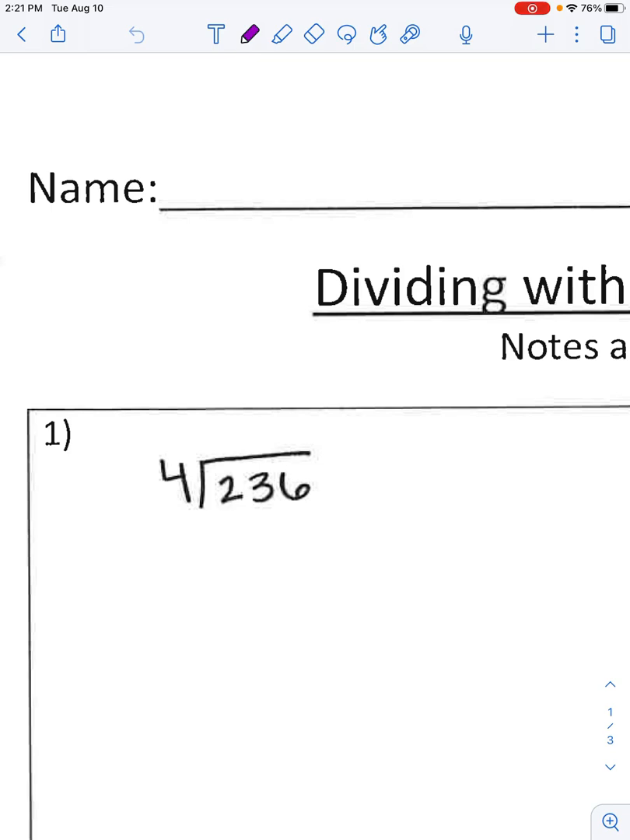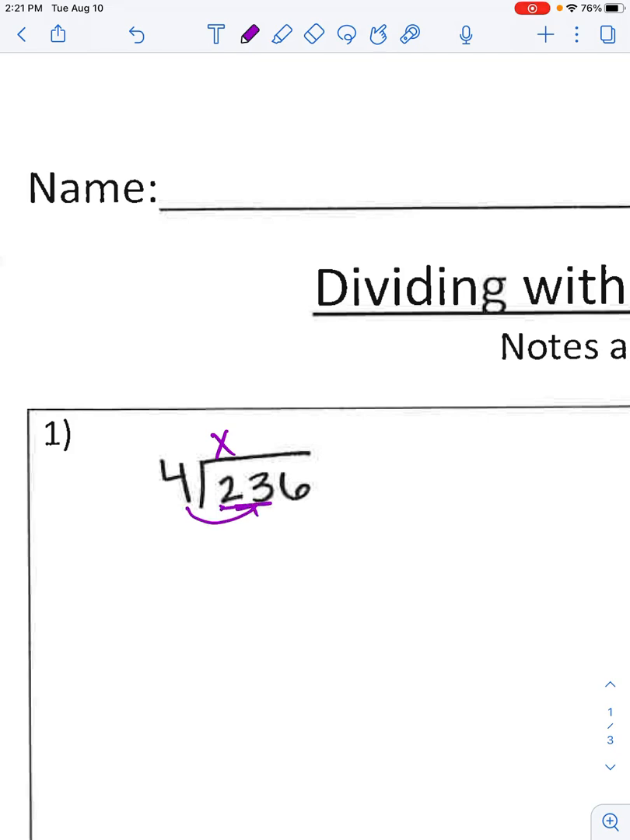236 divided by 4. The first thing you are asking yourself, does 4 go into 2? And the answer would be no, okay? It does not go into 2. So you can put an X, you can put a 0. I don't care, but you need to put something there because 4 does not go into 2.